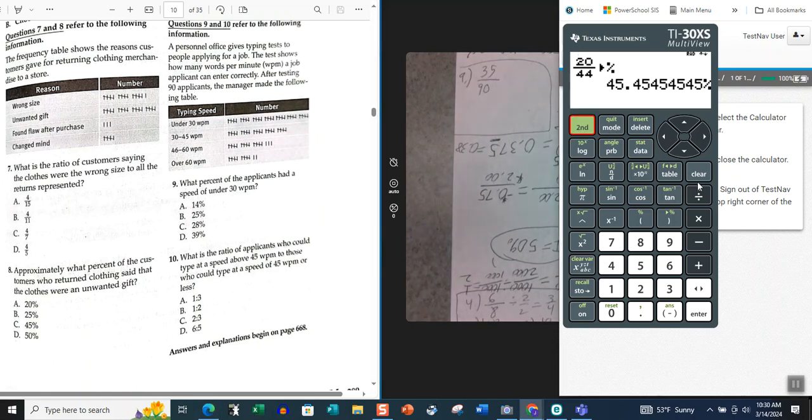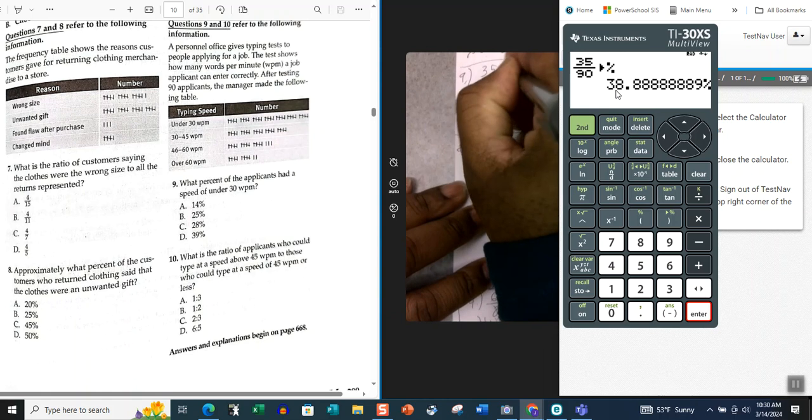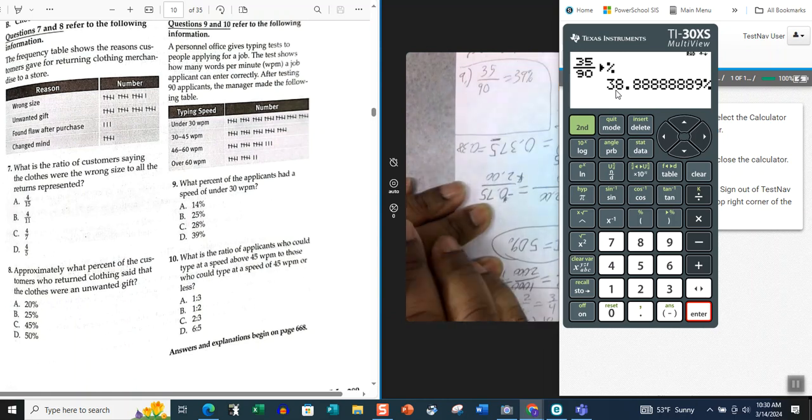So we'll come here to our calculator, and we'll press N over D. We'll hit 35, the down arrow is 90, right arrow, second, right parenthesis, press enter. Now, of course, we will round this to the nearest whole percent. So we look one digit behind the decimal, that falls for 5 to 9. So we'll go up 1. So this will be 39%, which is D.